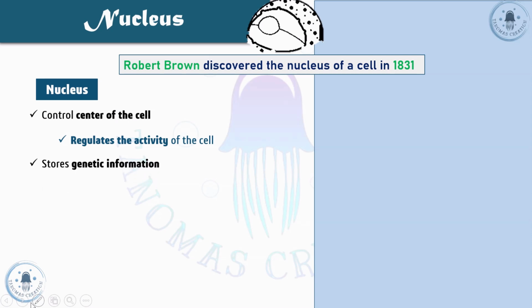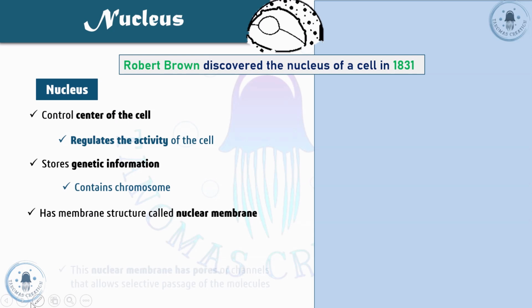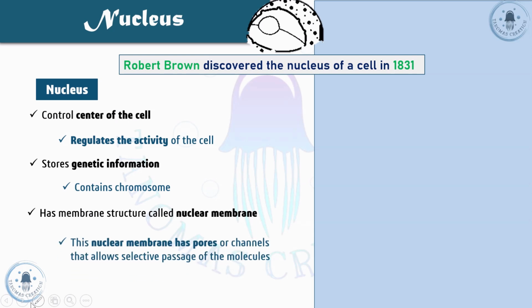It stores the genetic information, contains chromosomes, and has a membrane structure which is called the nuclear membrane. This nuclear membrane has pores or channels that allow selective passage of molecules in and out of the nucleus, whether it be ions, proteins, or any other molecules that are required for the cell. So these are the common functions of the nucleus.